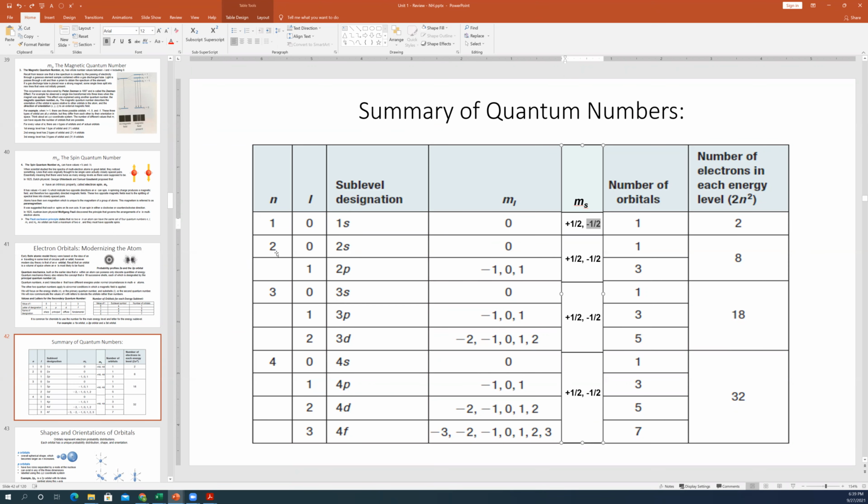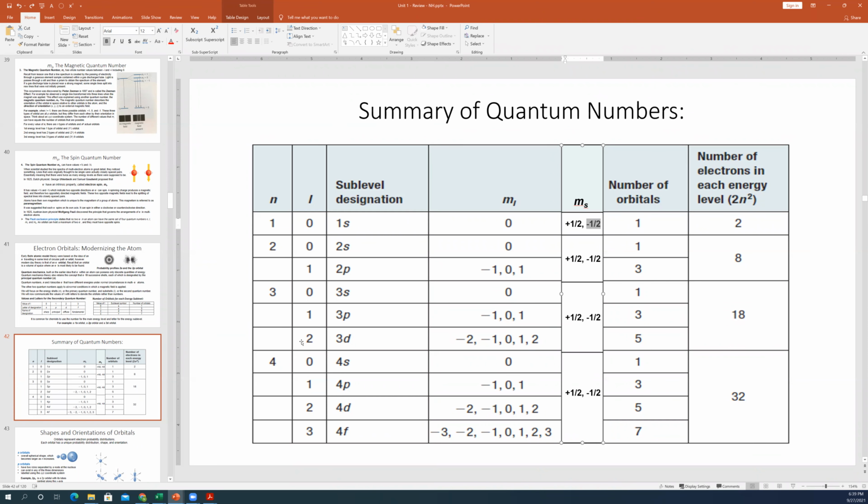2s, it's understood that we're talking about n is equal to 2 and L is equal to 0. For 2p, it's understood that n is equal to 2 and L is equal to 1. That's a 2p orbital. There's 3 of them, and each of these can occupy 2 electrons. So 6 here, 2 here, 2 plus 6 gives us a total of 8 electrons in this n is equal to 2 energy level.